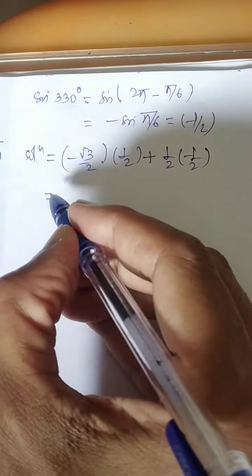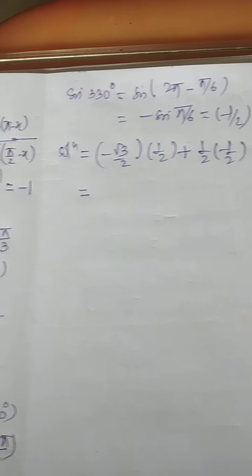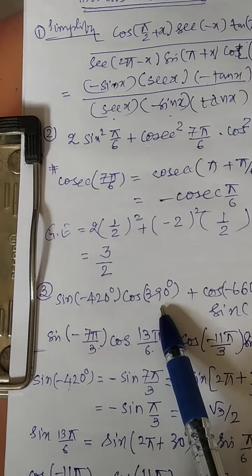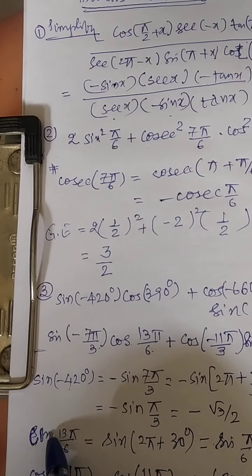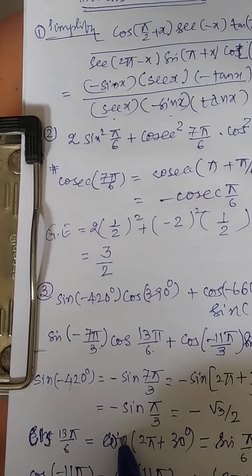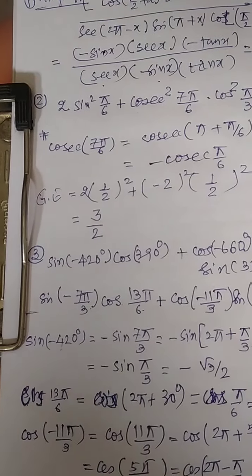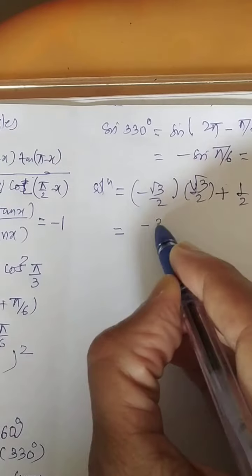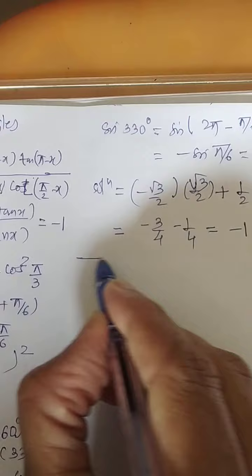If you simplify further, you will get your answer. Correction is required somewhere, the second value over here: cos of 390, here it should be cos. So it will be cos over here. Are you following? Therefore it is cos, and this is coming as root 3 by 2. So the next value over here is root 3 by 2. So it will be minus 3 by 4 and minus 1 by 4. If you simplify, finally you are getting minus 1.